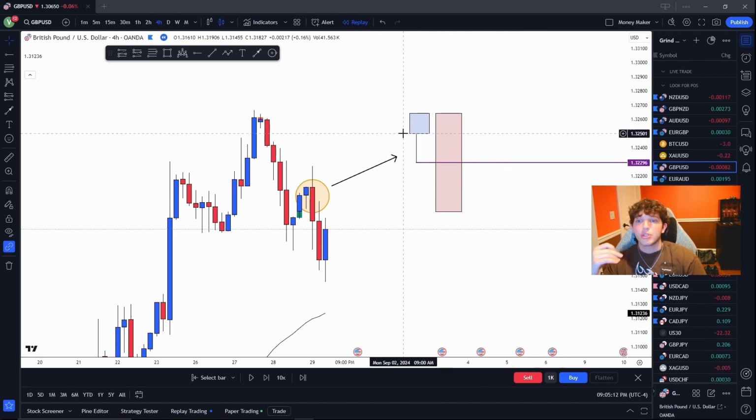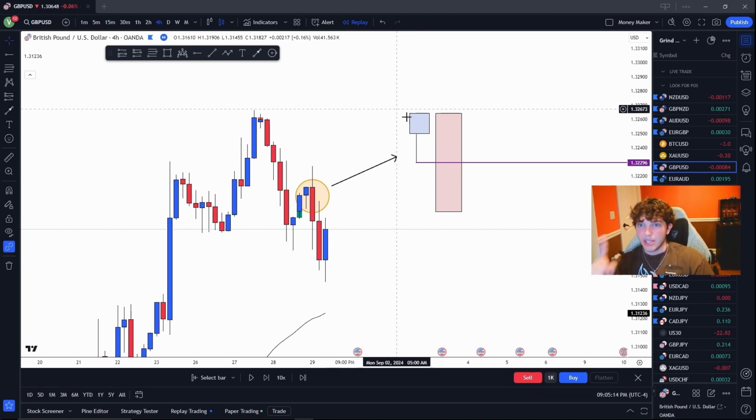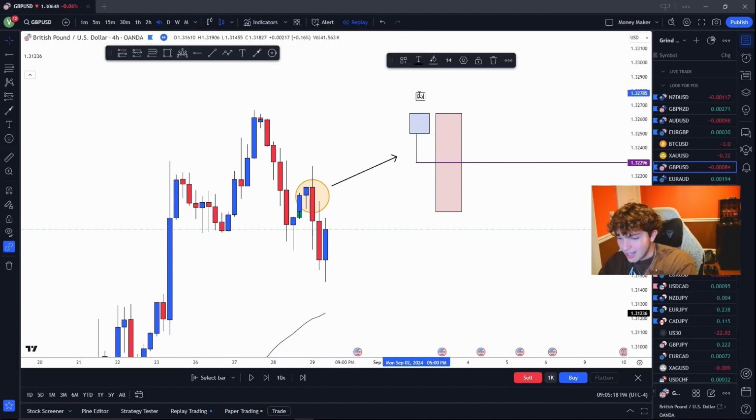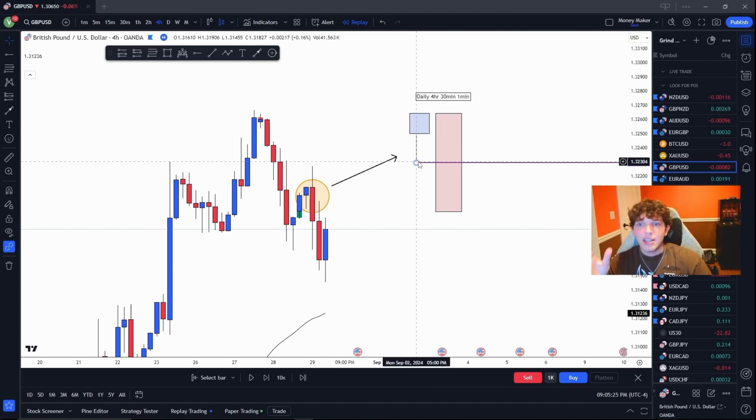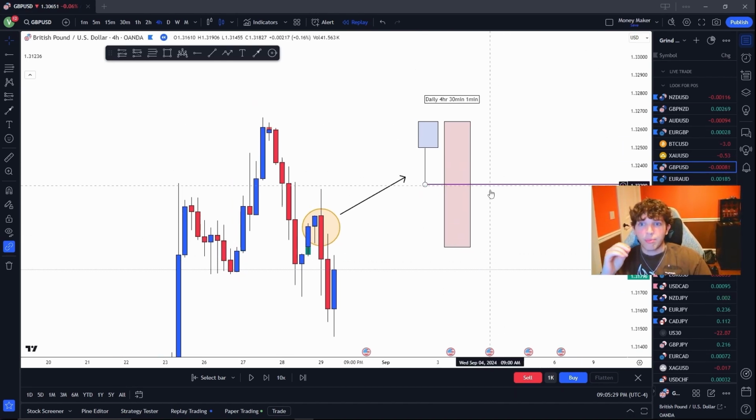Okay, and this goes for any time frame. This can be for the daily, this can be for the 4 hour, this can be for the 30-minute, this could even be for the 1 minute, right? This can be for any time frame at all. It is the lowest part of the wick from the previous candle if it's a different color, right?